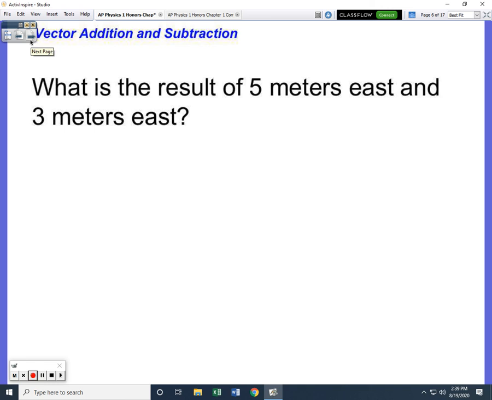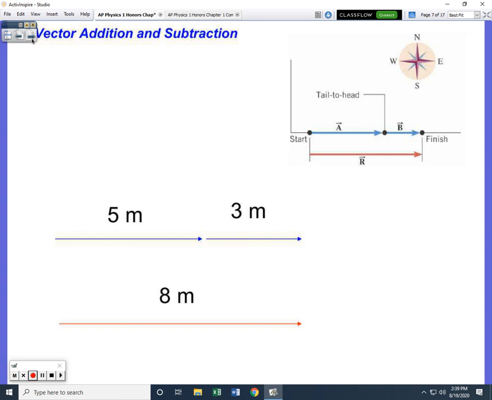What's the result of 5 meters east and 3 meters east? Well, if I wanted to find this, all I'm going to do is put them back to back. So there's my 5 meters east, and then from there we're going to pick up with the next one, and there's my 3 meters east. The result of these two vectors, or the sum of these two vectors, would be 8 meters east. Pretty straightforward, nothing too fancy there.